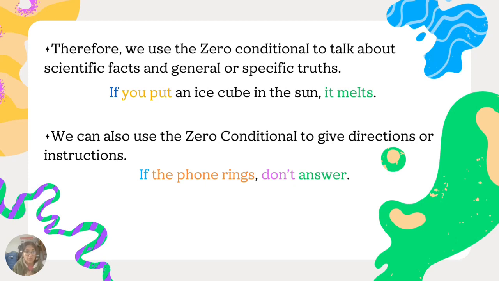This is an example. If you put an ice cube in the sun, it melts. We can also use the zero conditional to give directions and instructions. An example: if the phone rings, don't answer.